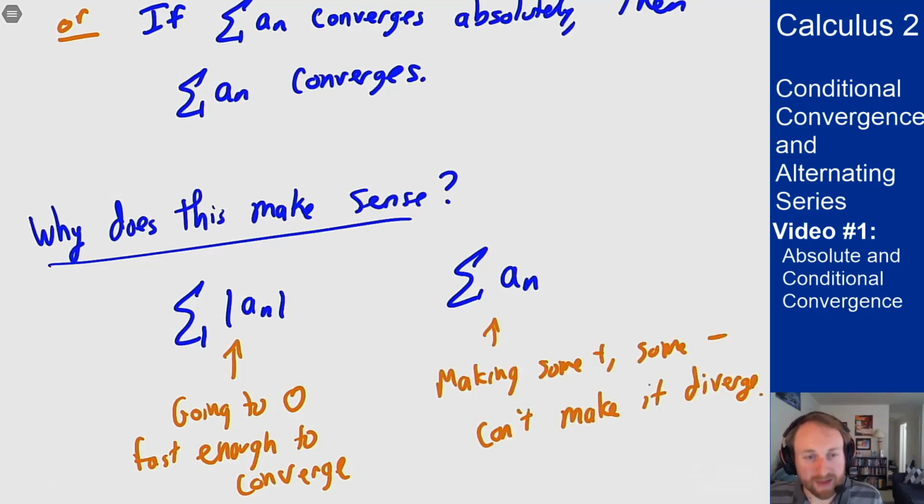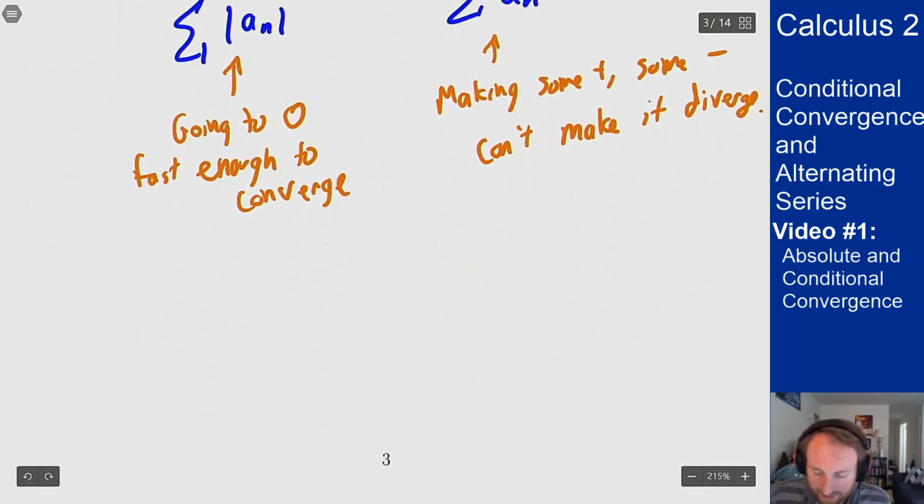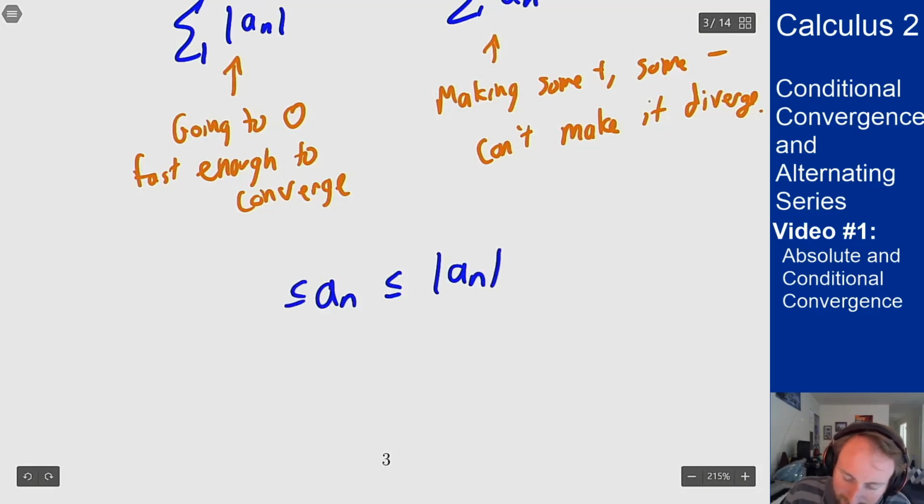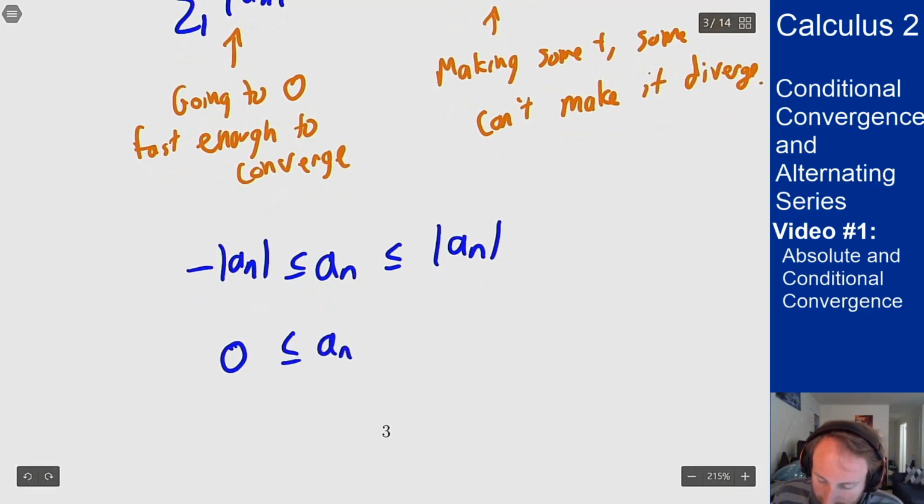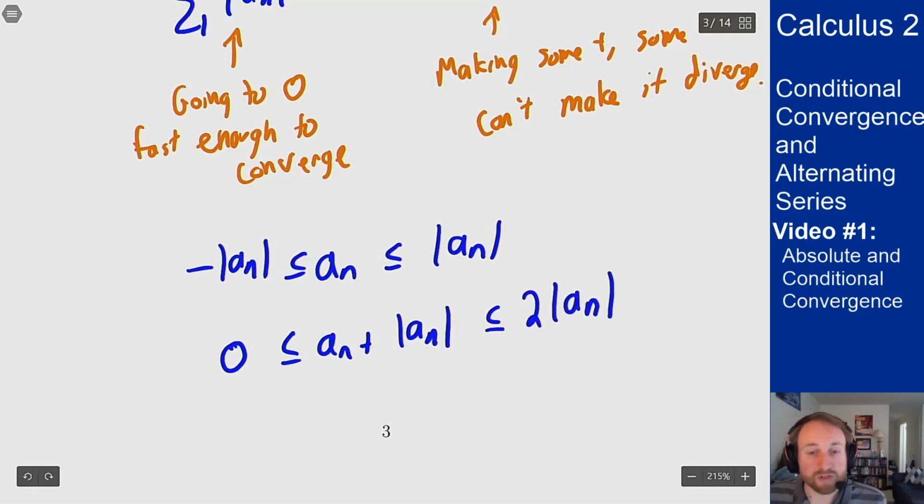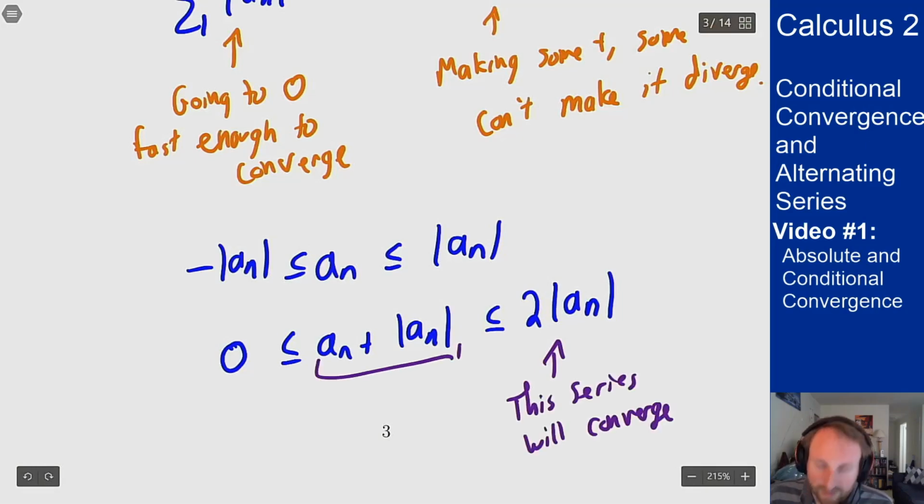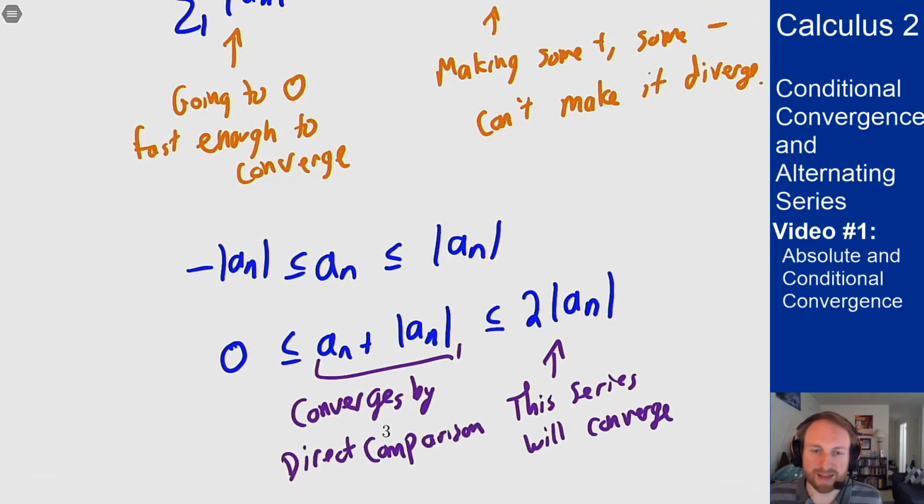From a more mathematical point of view, I can bound a_n between the absolute value of a_n and negative absolute value of a_n. If I add the absolute value of a_n to all these terms, 0 is less than or equal to a_n plus absolute value of a_n, which is less than or equal to twice the absolute value of a_n. Since we're assuming that a_n converges absolutely, this series will converge, and so by direct comparison, this one also converges. Then I can subtract off the one I know converges to give me that a_n also converges by itself. In either case, the proof there isn't really that important. The important idea is, if I know a series converges absolutely, then I know it converges and I can use that as a fact.